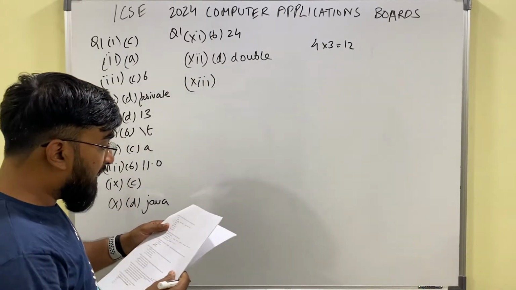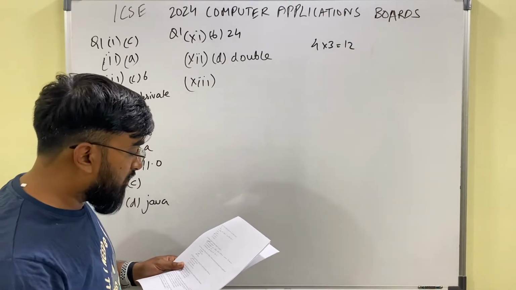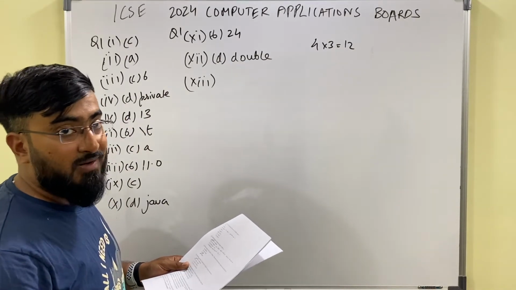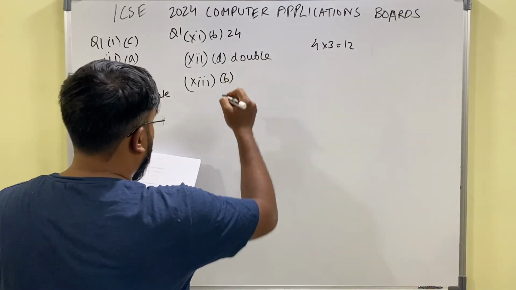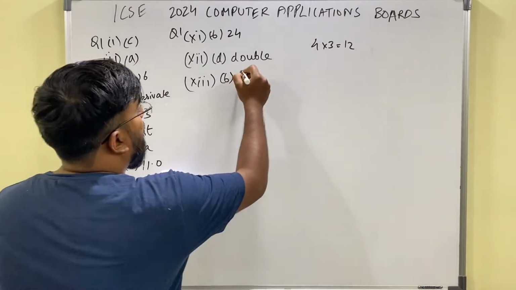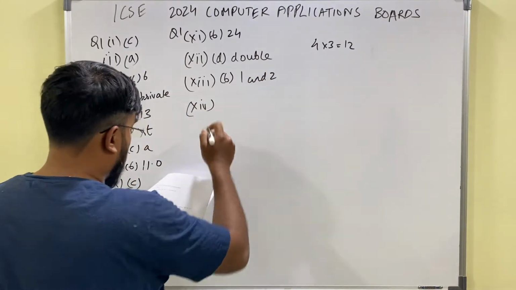So which of the following are entry control loops? So for and while are entry control loops, do while is an exit control loop, switch is a control flow statement, not a loop. So the answer is 1 and 2, so B, part 1 and 2. Okay, 1 and 2. Moving on to part 14.